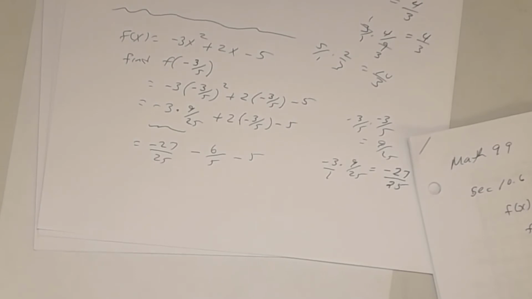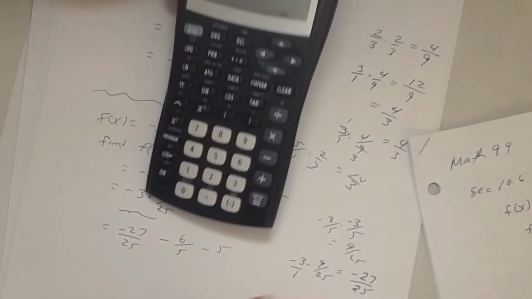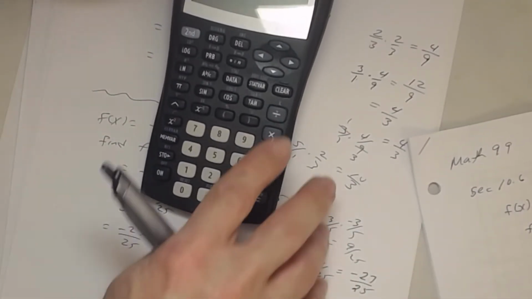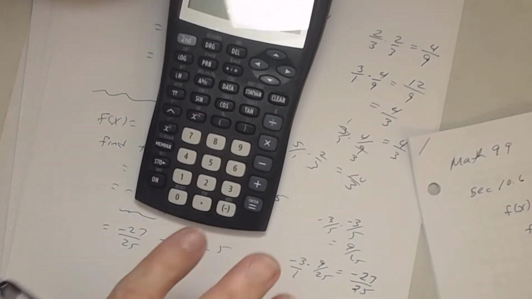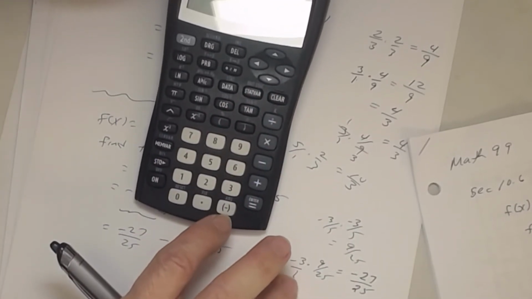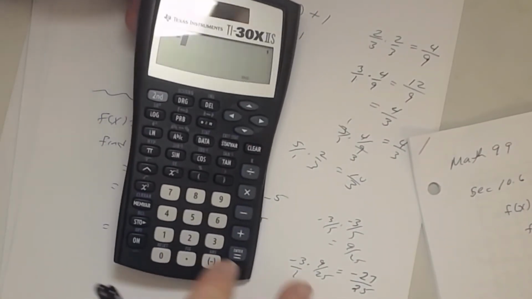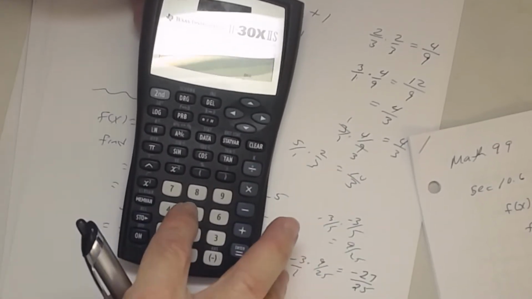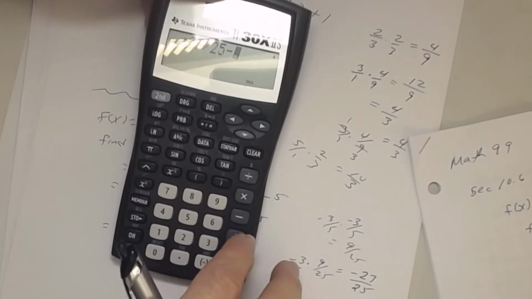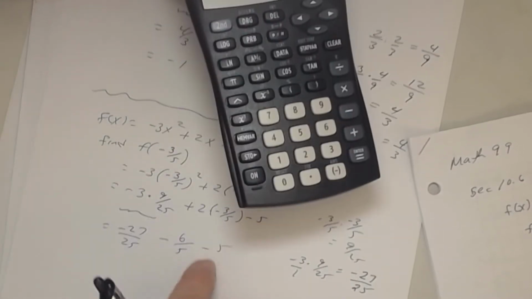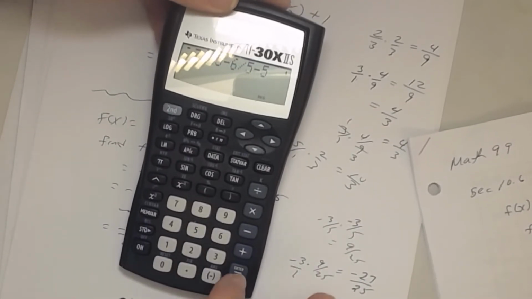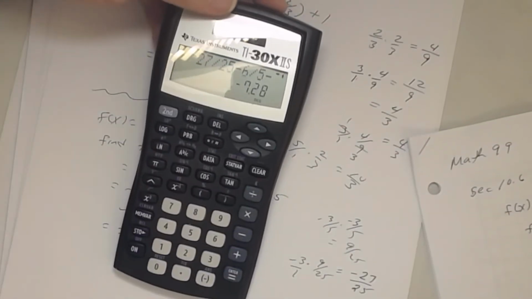At that point, I wouldn't take the time to find the LCD and do it that way. You have access to a calculator, because you're not going to have time in a test to do all that. So use your calculator. You're going to say negative 27 over 25. Now remember, your negative button is right here. That's your negative button. So you're going to press negative, so it shows up negative right here. 27 divided by 25. Then I'm going to subtract 6 divided by 5, and then we'll subtract 5. And I'll press equal. So I get this decimal.